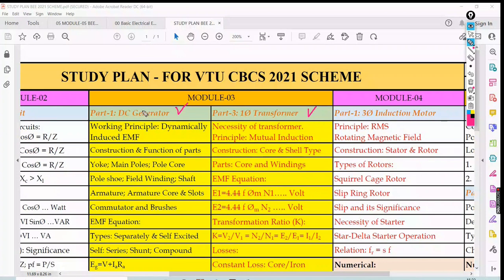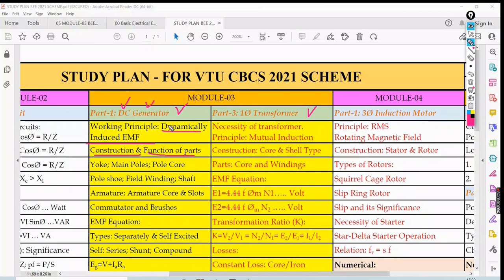With respect to the generator, which converts mechanical energy into electrical energy but whose output is DC, it is called a DC generator. It works on the principle of what? The dynamically induced EMF principle, that is, relative motion between the magnetic flux and the conductor will cause the induced EMF. Then the construction point of view and their function.